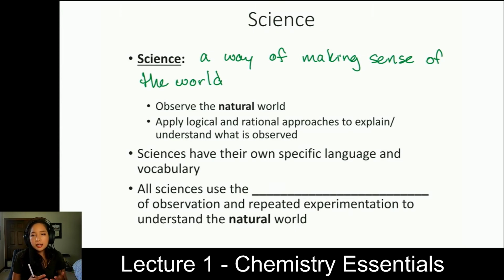All of the sciences have their own specific language. So since you're sitting in a chemistry course, we're going to be using chemistry terms to explain the chemical phenomena that we see. Also, all sciences use what's called the scientific method of observations and experimentation to understand the natural world.